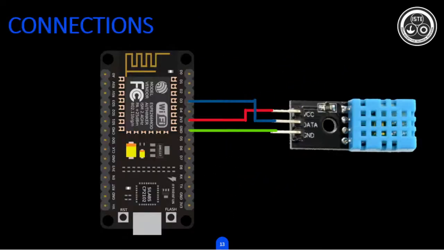So these are the connections. As I said, VCC will be connected to 3.3 volts, ground will be connected to the ground of the NodeMCU, and the data pin will be connected to D3 of the NodeMCU.